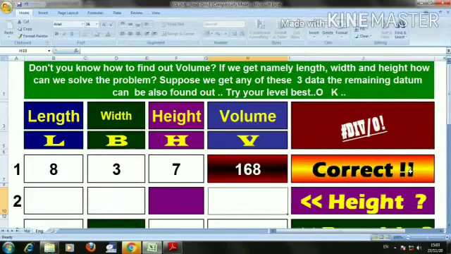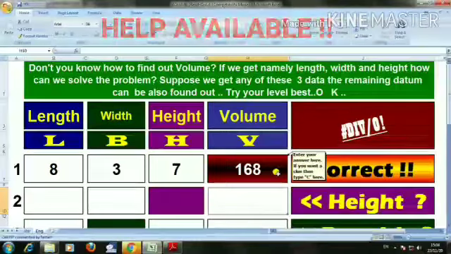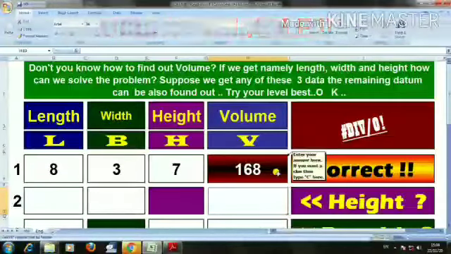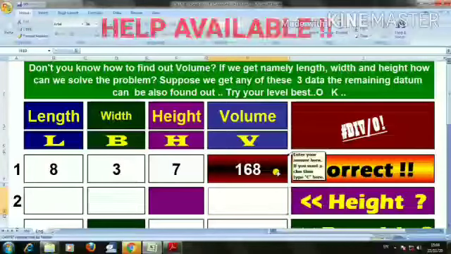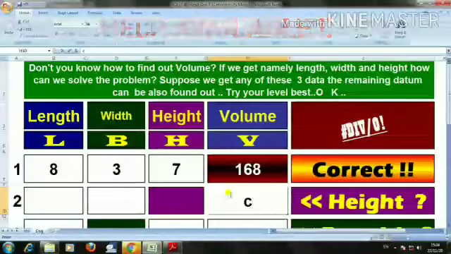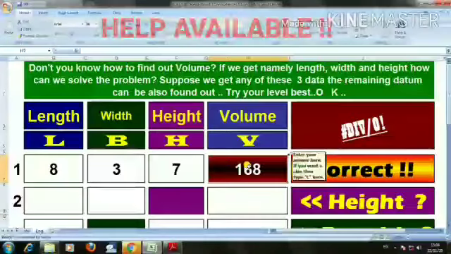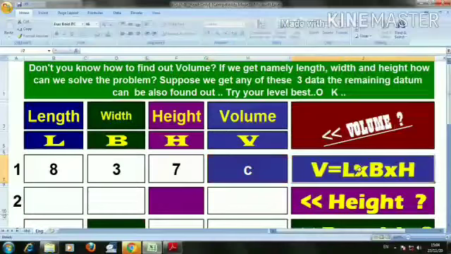So suppose we don't know the answer, or you have no idea about the answer, then you enter here C. Then the formula to find out V, that is volume, will be shown here. Using the formula you can find out the answer. So V is equal to LBH. V stands for volume, L refers to length, B for breadth, H for height.